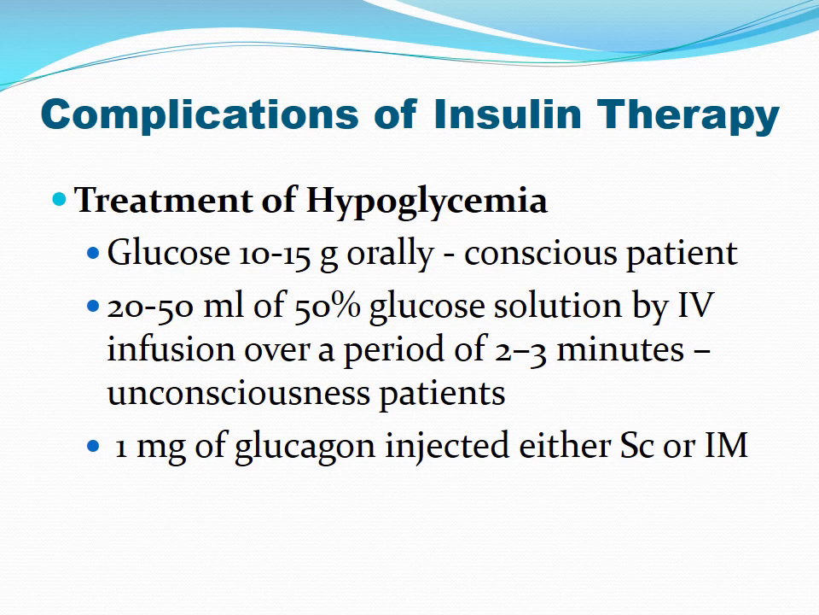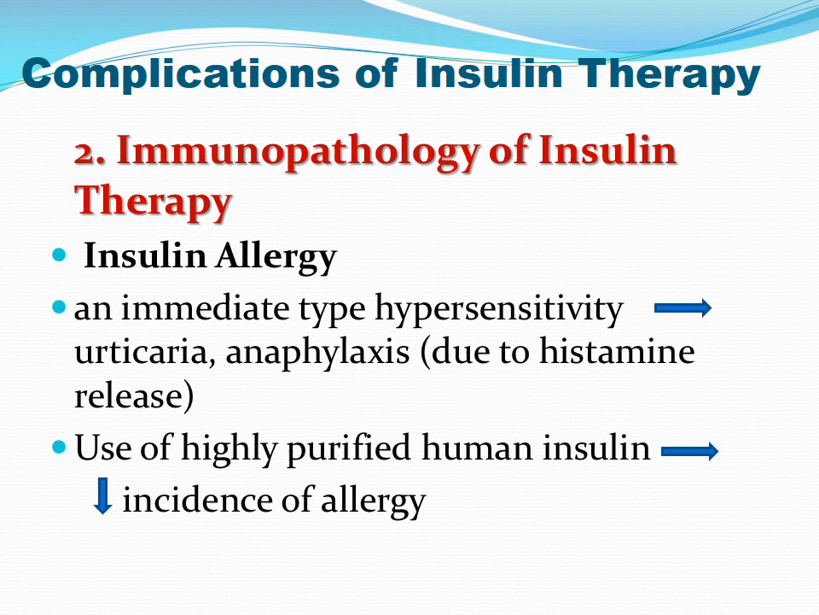Treatment of hypoglycemia if developed due to insulin therapy. First, 10 to 15 grams of glucose given orally if the patient is conscious. 20 to 50 milliliters of 50% glucose solution given by intravenous infusion if the patient is unconscious. 1 milligram of glucagon injected either subcutaneously or intramuscularly.